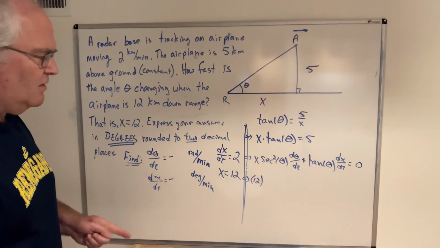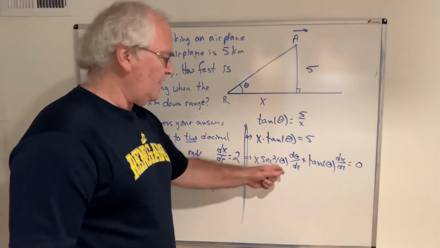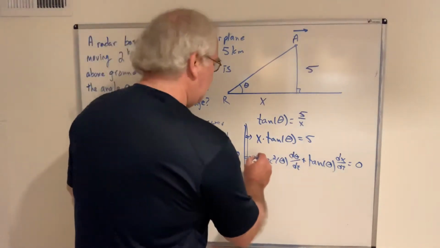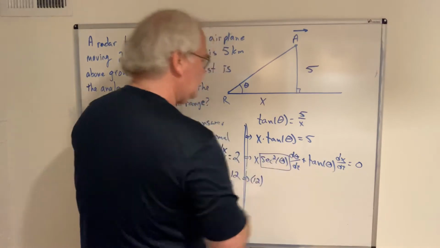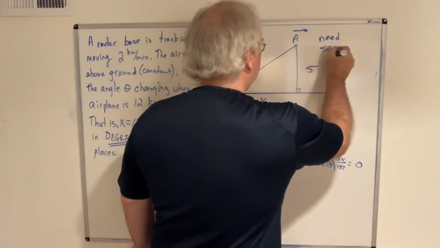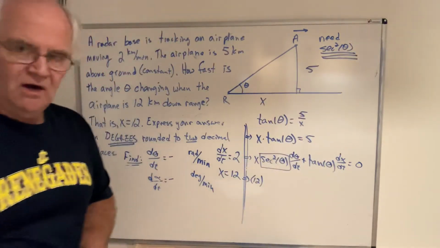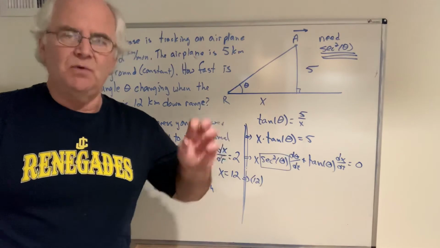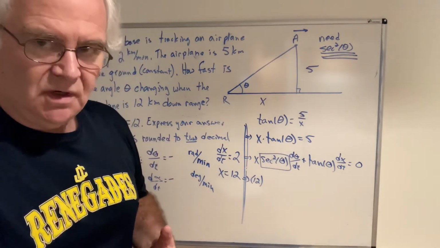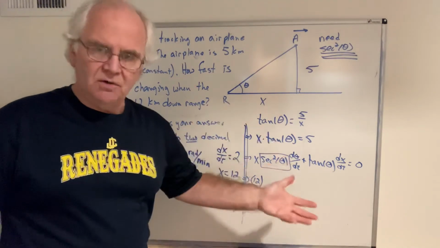There's a variable value we need. In fact, what we need is secant squared of theta. We don't really need theta itself. We need secant squared of theta. This is very, very common. The derivatives of the trigonometric functions tend to be expressed in other trigonometric functions, one of which you might have handy, the other you don't.